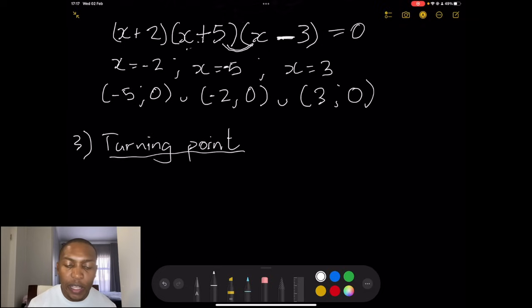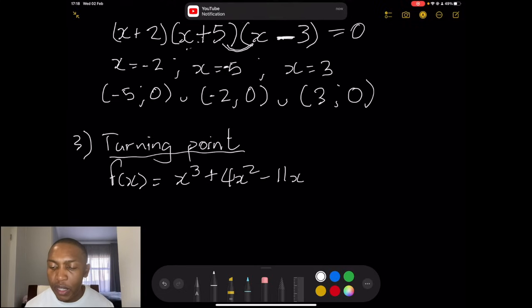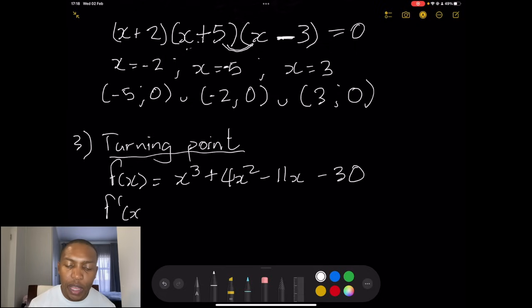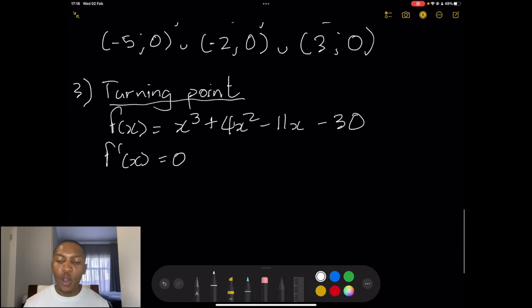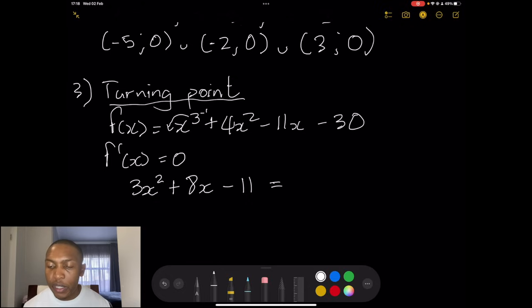So in this case, we've got f of x, our original equation, which is equal to x cubed plus 4x squared minus 11x minus 30, right? And how do we get the turning point? We said we take the derivative and we make it equal to zero. Now, what is the derivative? So when you take the derivative, what you simply do, we usually say you jump down and you subtract one from your exponent, okay? So in this case, what you end up with is 3x squared plus 4 times 2, that's 8x, minus 11, and this is equal to, of course, that's a constant term, so in this case, that's going to be equal to 0.